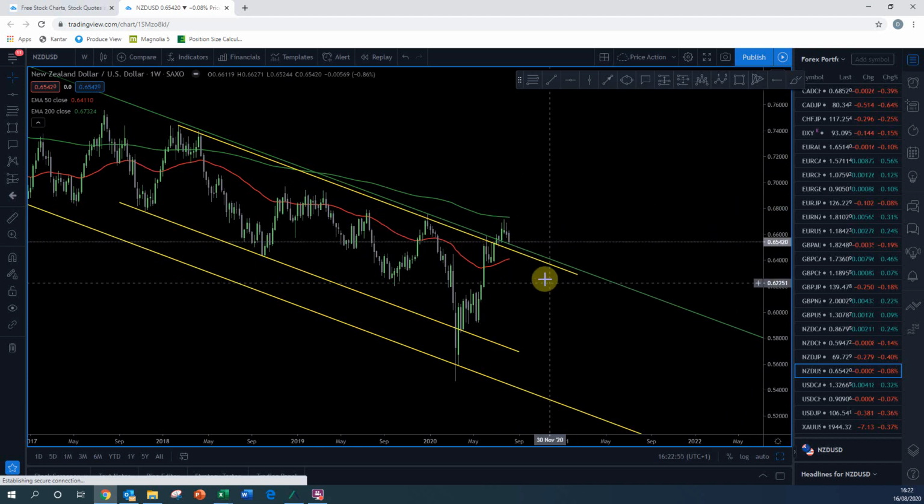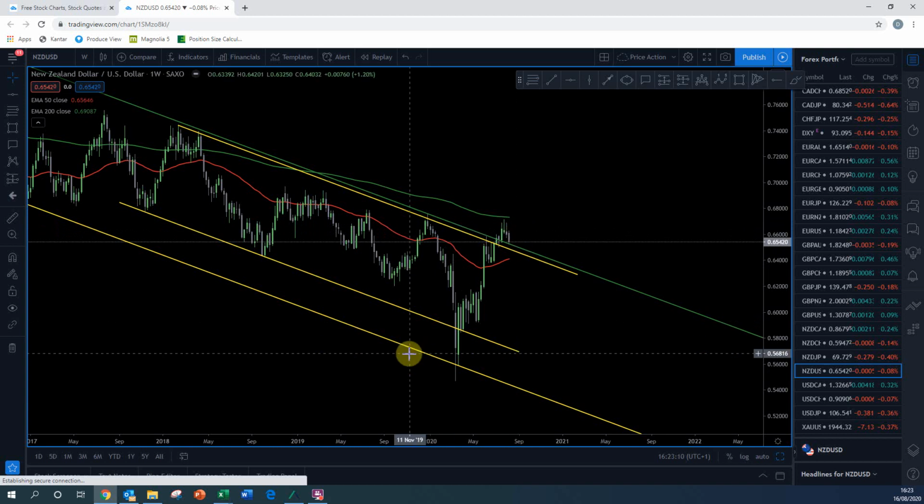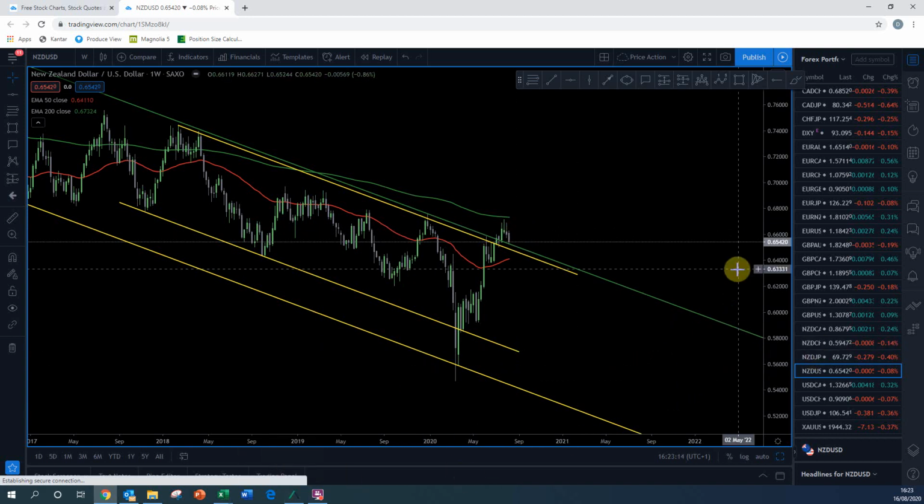However, across the board, I can see New Zealand dollar weakness, and therefore that's what I'm expecting. It's a really nice candlestick formation here, suggesting that the sellers have taken control, especially when there's been a lot of momentum on the downside from the previous week. So then that leads us nicely onto the Swiss franc.